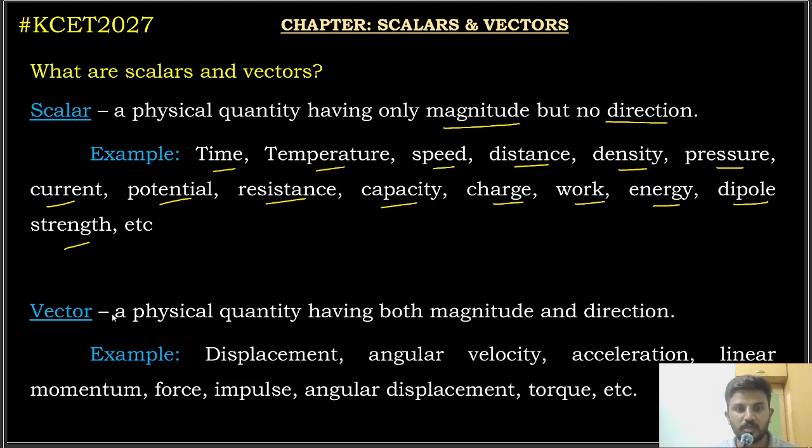But what is a vector quantity? A physical quantity having both magnitude and direction is called a vector. For example, here we have displacement, angular velocity, acceleration, linear momentum, force, impulse, angular displacement, and torque. These are all examples of vectors. Clear?